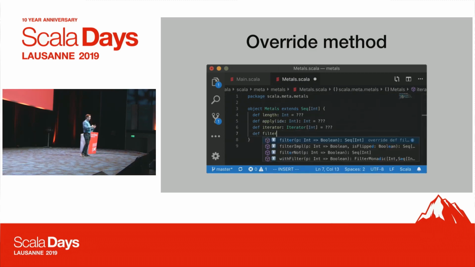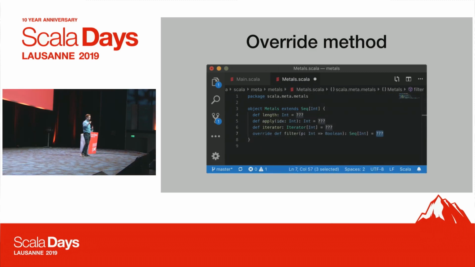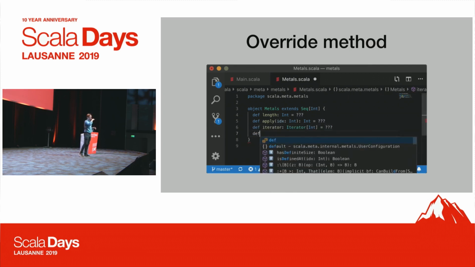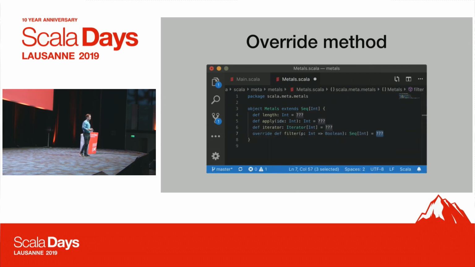But then we go back, and then it's all the concrete ones, and we automatically know that there should be an override keyword. And we also compute the correct type, it's a Seq of Int, so then it should be a filter with an Int to Boolean.